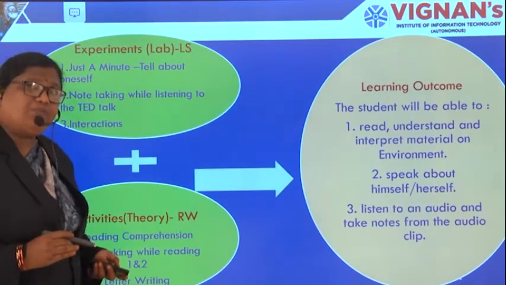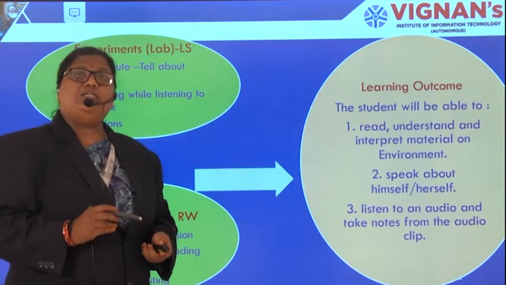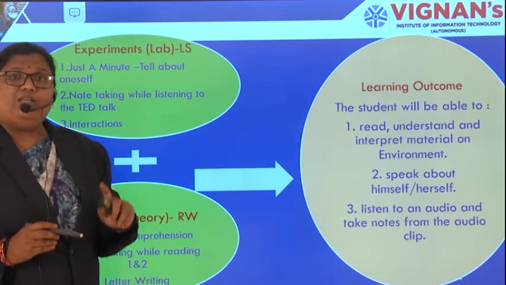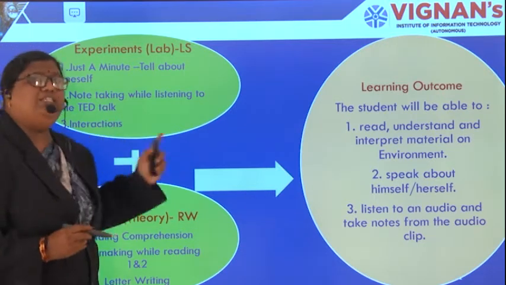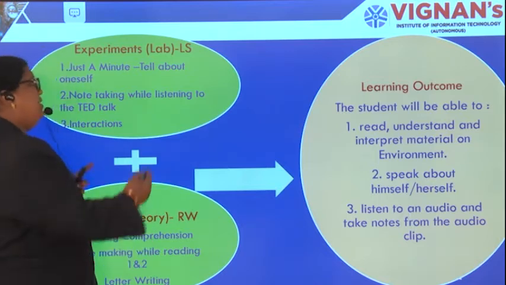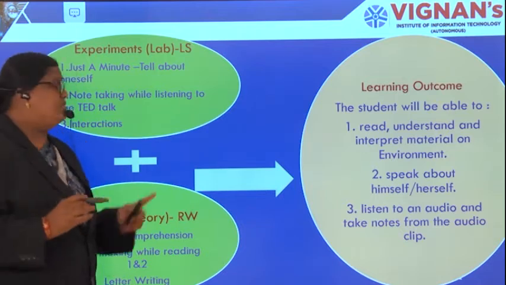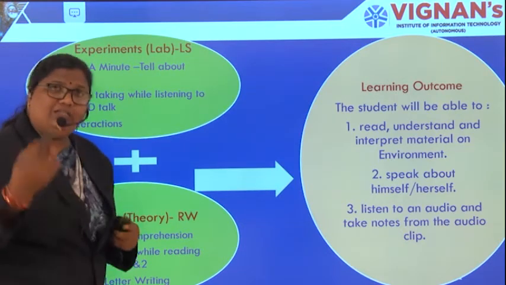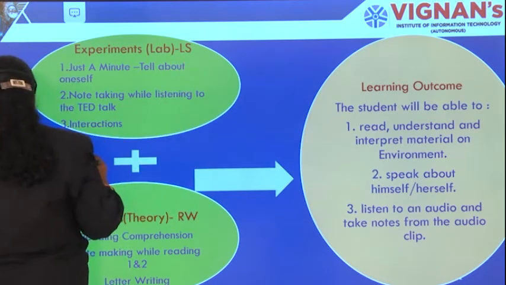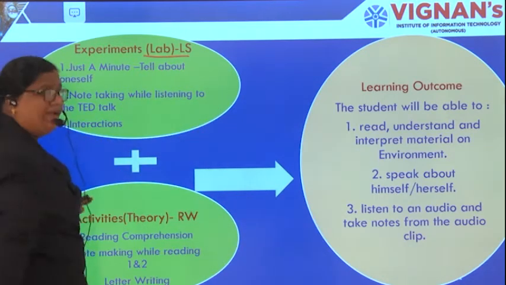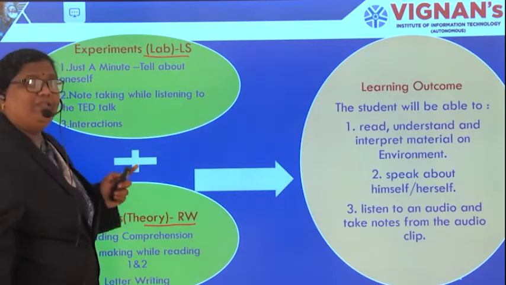So these are the experiments which you do in your integrated course. Now I tell you what is an integrated course. Already I have explained to you the difference between a theory course and an integrated course. Now here, for each unit you have lab experiments and theory activities. In lab experiments, you will be enacting almost listening and speaking, LS. Listening and speaking will come under lab experiments, and reading and writing come under theory.